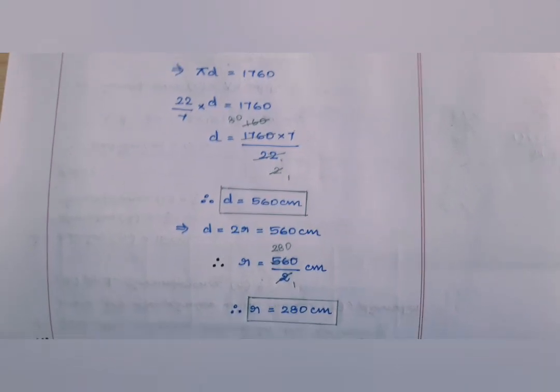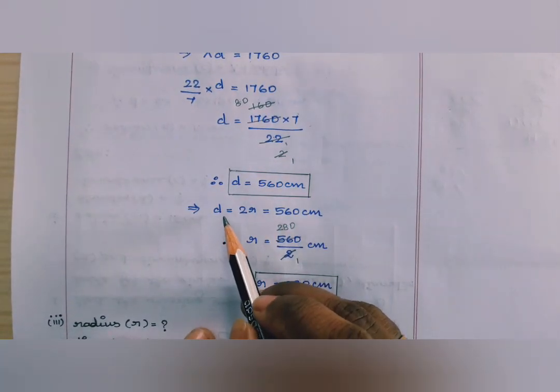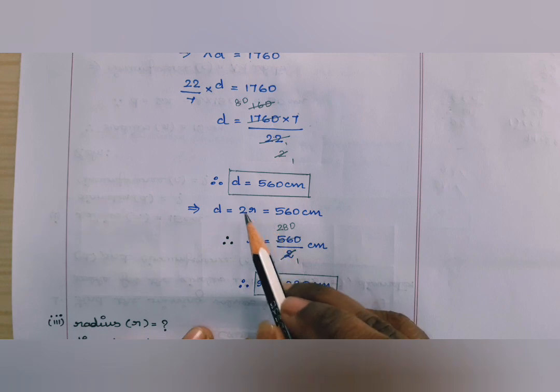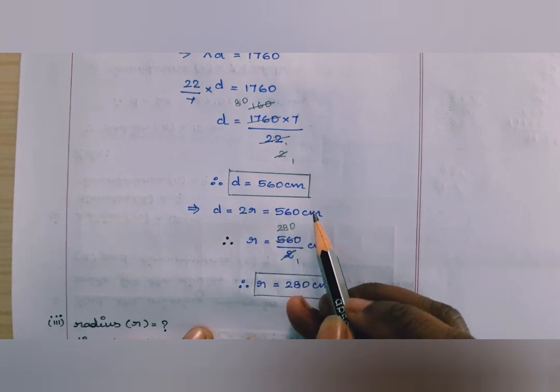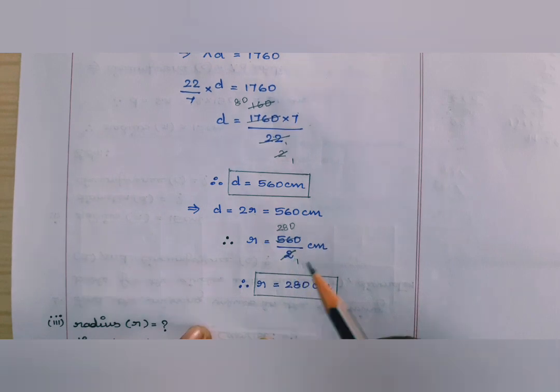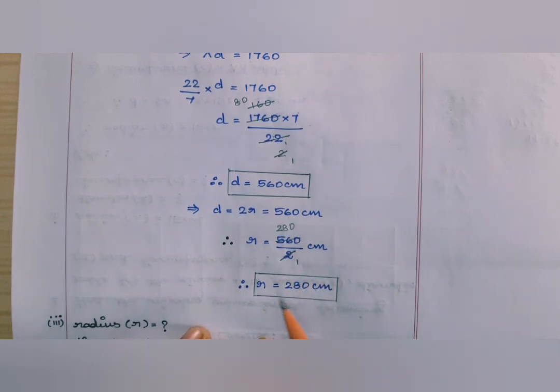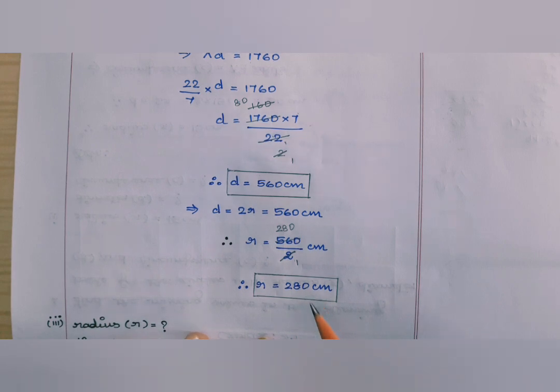Therefore, diameter is equal to 560 centimeter. This implies, since we know D is equal to 2R, therefore 2R is equal to 560 centimeter. Therefore, R is equal to, take this 2 to the other side, 2 2s are 4, 8 2s are 16, 0. So, R is equal to 280 centimeter.